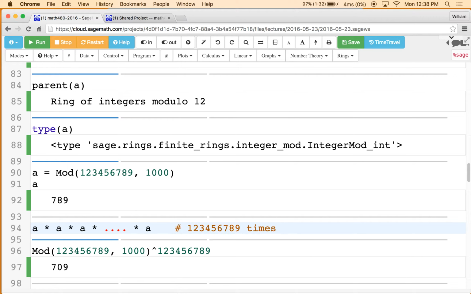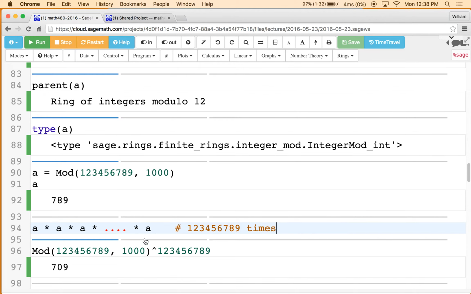Of course, it'll take you quite a while to type all those out, and the number of steps as you do it would be 123 million steps. It's a reasonable thing you could do. It would take quite a while, but it would probably finish, and you'd end up with this product. And every time as it computes the product, it takes the product and then reduces it modulo 1000.